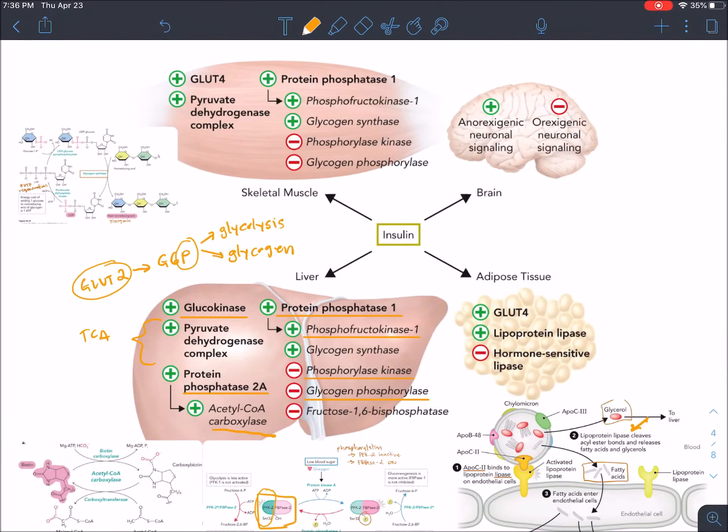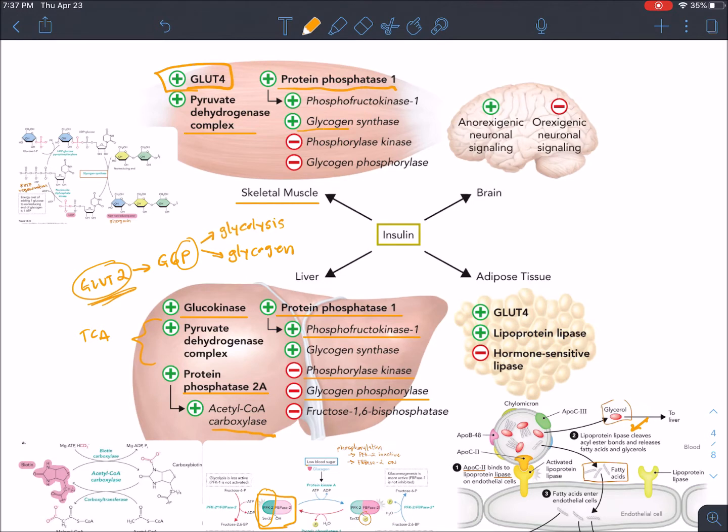Alright, so going back to this diagram, in the skeletal muscle cell, protein phosphatase 1 and the pyruvate dehydrogenase complex are activated just like they are in the liver cells. However, unlike liver and pancreas cells, which have GLUT2 transporters right here on their surface at all times, insulin signaling leads to the translocation of GLUT4 transporters to the cell surface.